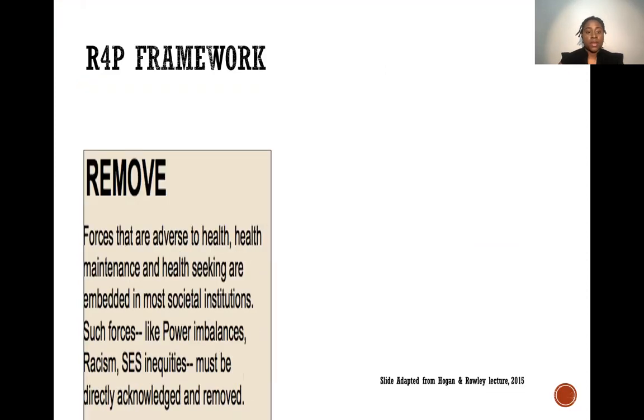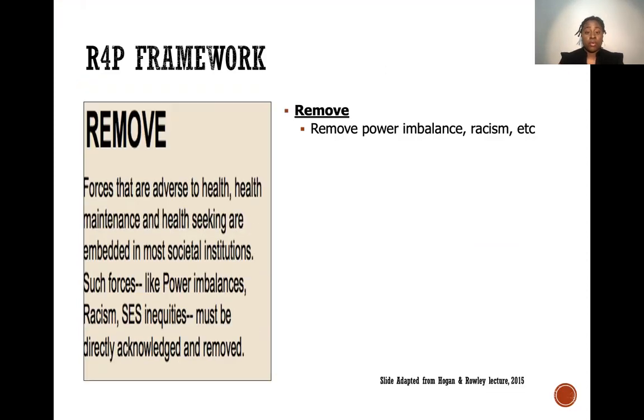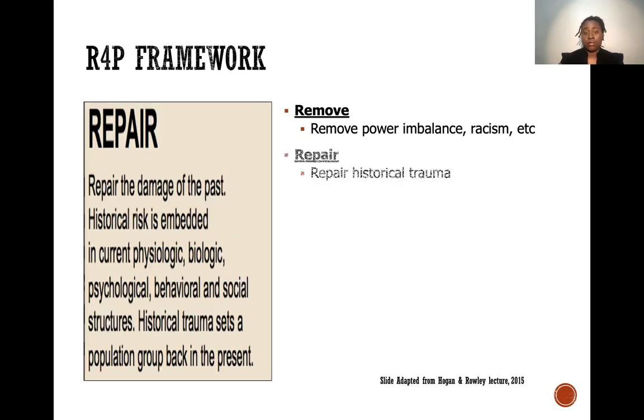So we have remove, where we're focused on removing these power imbalances that impede upon people being able to access certain health-promoting behaviors or health programs that we're offering in the field. It can operate at an individual level as well as a societal level. We have repair, where we're focused on taking a look at the past, not operating in a way that's ahistorical.